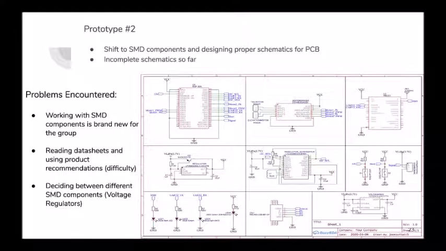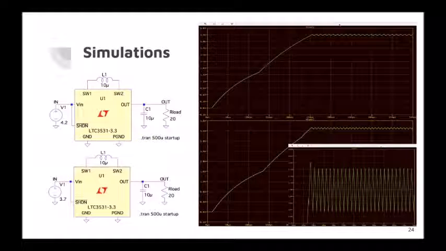For example, we have simulations for the LTC3531. The LTC3531 is a Linear Technology buck-boost converter, and using LTspice we can simulate some models. Here are two schematics whose only difference is the input voltage. And from the simulation results, we can see that the output voltage is, in both cases, at around 3.3 volts.